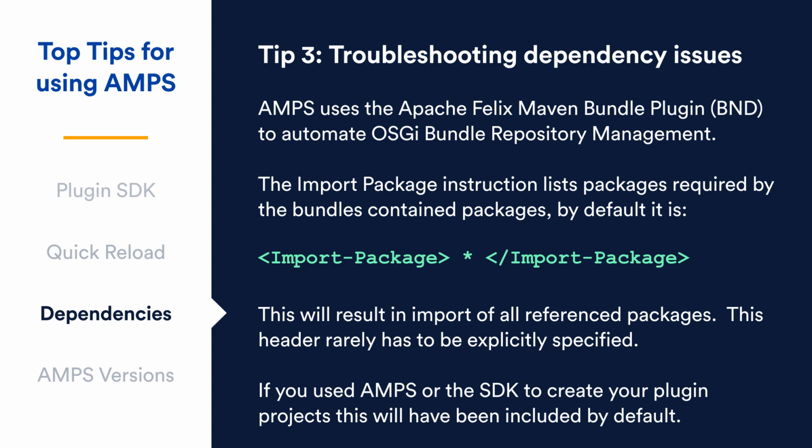And the Import-Package instruction within your project POM lists packages required by the bundle's contained packages. By default, this will include an asterisk. The asterisk tells the Maven bundle plugin to import all referenced packages. This header really has to be explicitly specified, and removing the asterisk from the header can result in dependency errors. So unless there's a very good reason for removing it, I would strongly recommend against it.